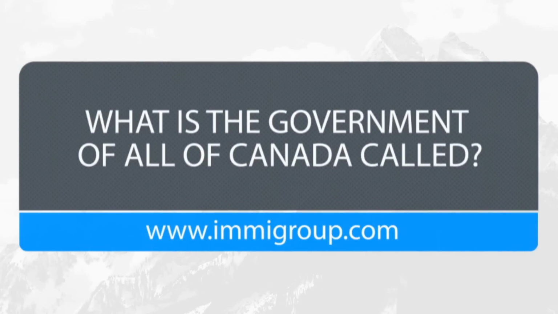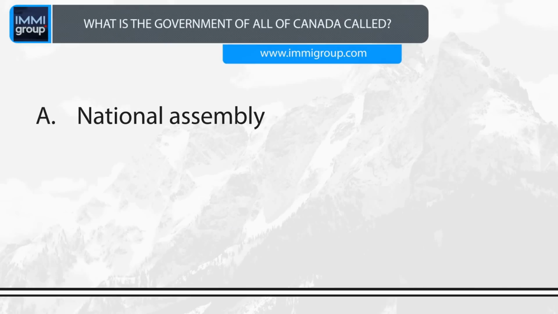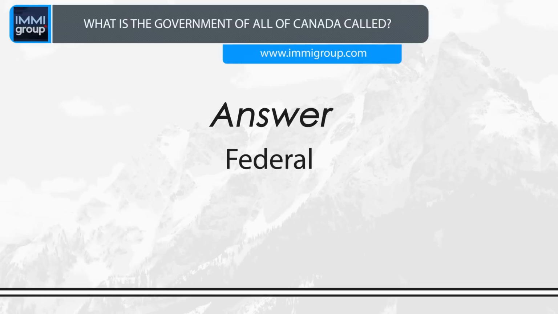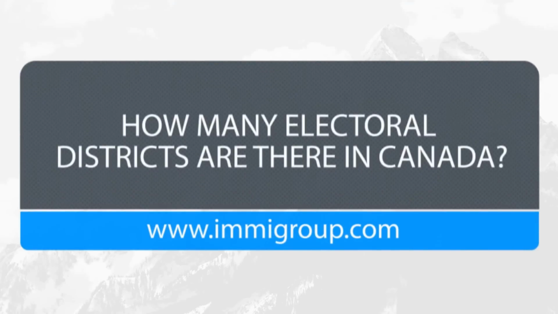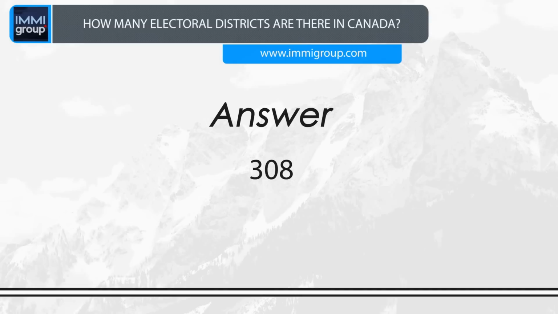What is the government of all of Canada called? A. National Assembly. B. Legislature. C. Federal. D. Council. Answer: federal. How many electoral districts are there in Canada? A. 20. B. 308. C. 178. D. 59. Answer: 308.